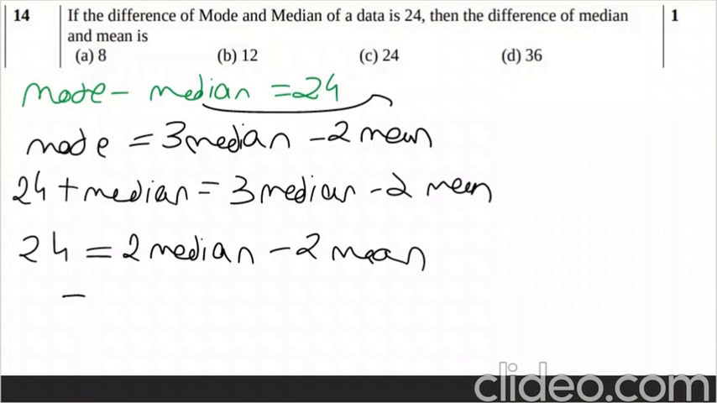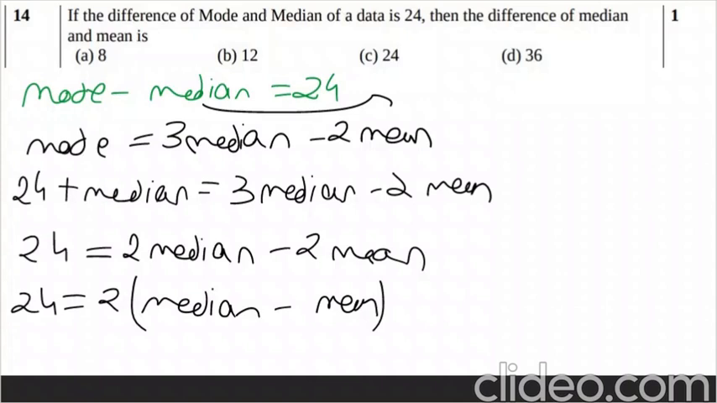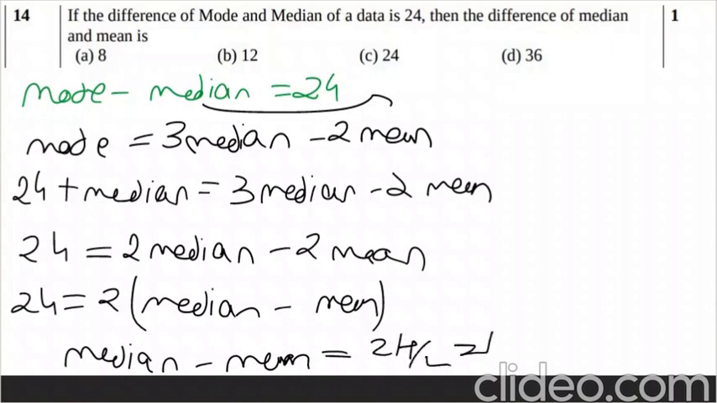Now, 2 is common over here. So, can I write it as 2 times median minus mean, right? I can write it this way. Now, what will I get by this? 2 goes to the other side, it gets divided, 24 by 2, so median minus mean is equal to 12. So, therefore, median minus mean is 12. Option number B. So, you just have to use this empirical formula: mode is equal to 3 median minus 2 mean, and then you'll get your answer.